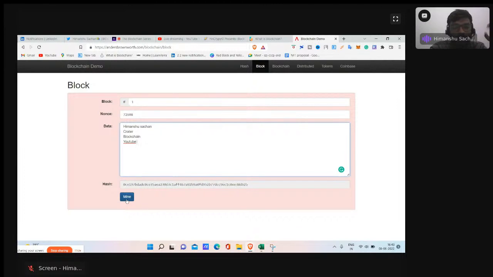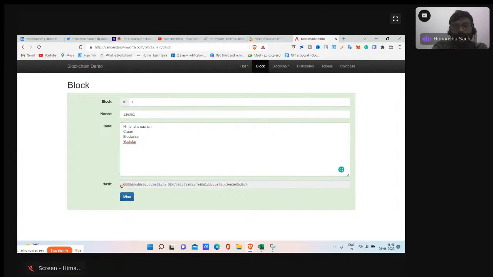Once we click on the mine button, it will validate this data, and once the data is validated, it will give you a hash key. This hash key will be recorded on the blockchain. Whenever somebody wants to see the data, they have to look for this hash key, and this hash key will give you this particular data, which means whatever data you write, it will give you only this hash key. So this hash key will be saved in the database, which means that this data will not be saved, only this hash key will be saved.